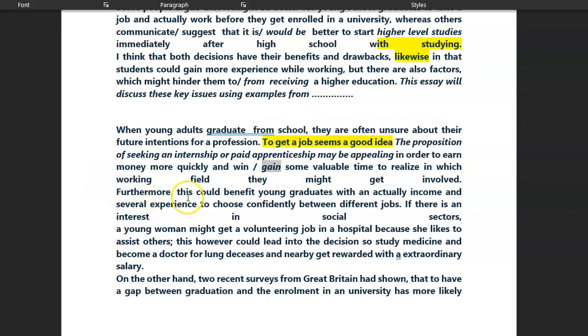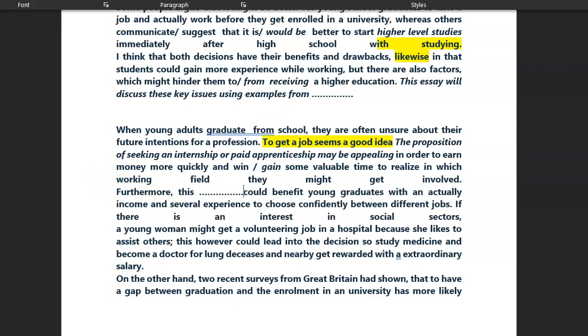Furthermore, this, you need something, this opportunity or this, or working in an office or working in a laboratory, so let's be more specific, could benefit young graduates with an actual, so adjective there, not adverb, actual income and several experiences to choose confidently between different jobs.